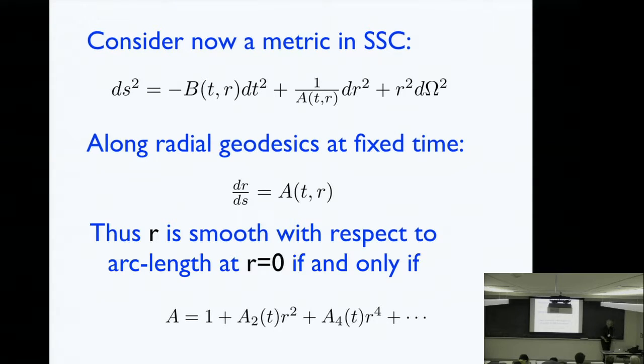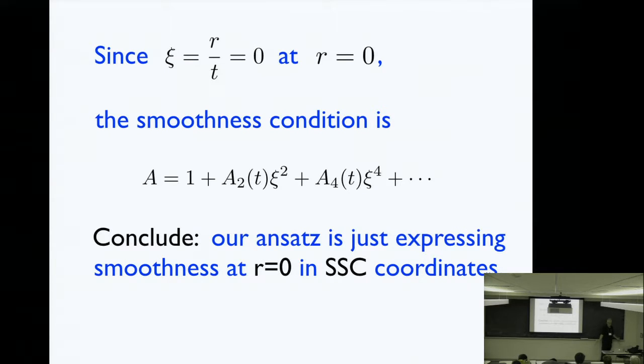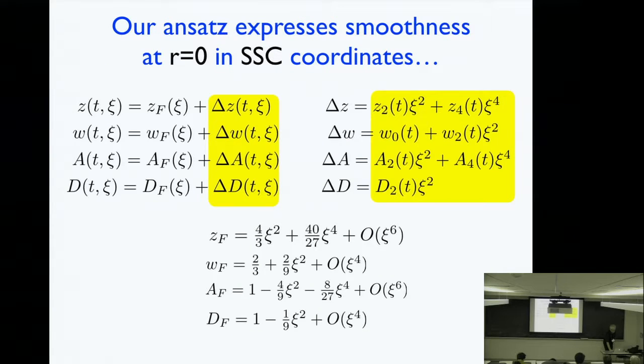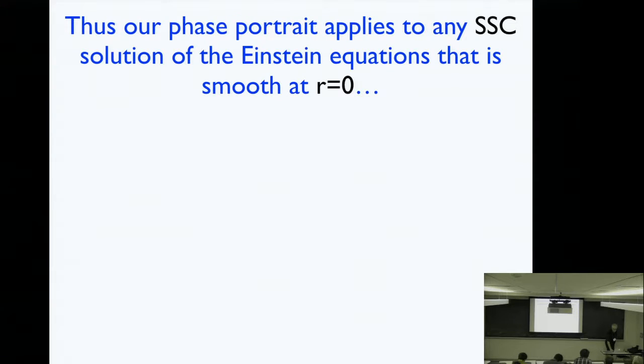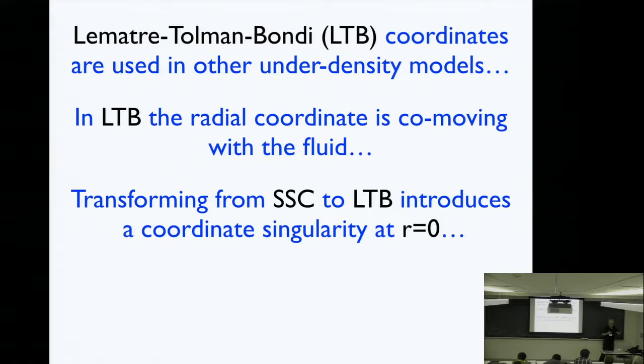So if you start with these Tanner-Schwarzschild coordinates and you write that the r equals 0 is a singular coordinate, so you could have a singularity in r equals 0 in principle. But if you just write this down, you see that if A is expanded in even powers, the coordinate is smooth with respect to arc length on radial geodesics through the center. So we conclude our ansatz is really just expressing smoothness at r equals 0 in SSC coordinates. So that says that anything that starts with this ansatz, if it's smooth, it's universal, you're going to see the phase coordinate in the center. It doesn't have to be perturbed by these waves. It's the property of the instability. So that phase portrait, in that sense, is universal for perturbations. It would apply to things collapsing to galaxies or on any scale. If you're close enough to the center, it looks like that.